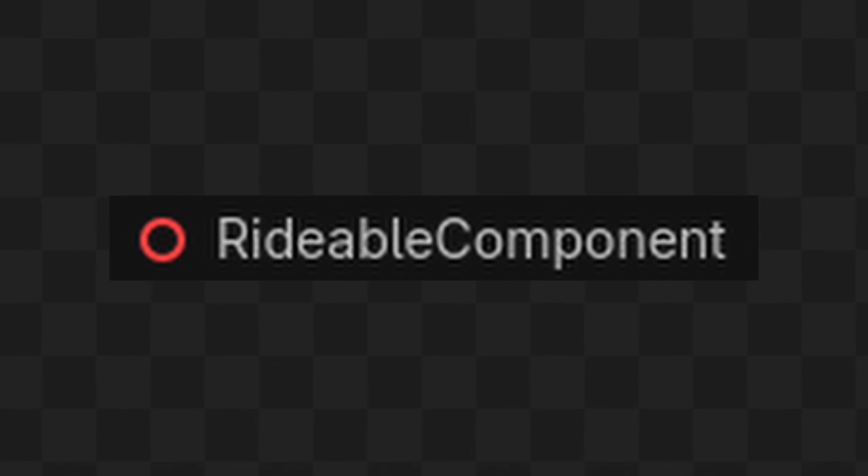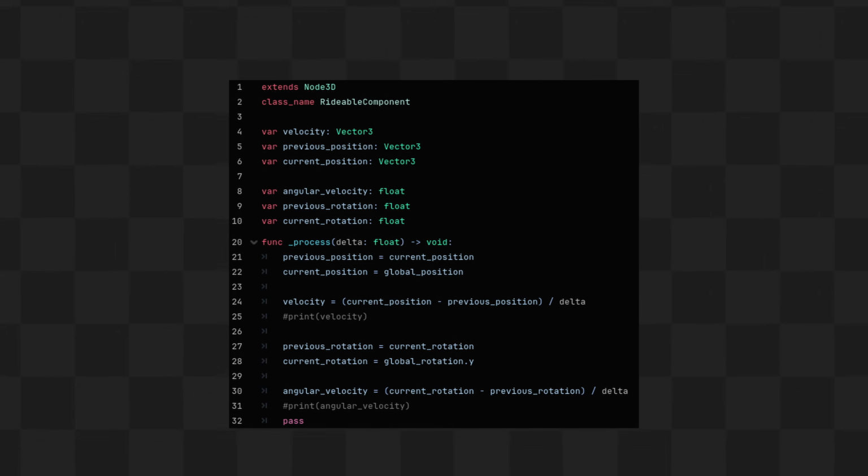Getting our player to move on these moving platforms all starts with the rideable component. This is a class that I made that basically just keeps track of its own change in position and change in rotation, which I call velocity and angular velocity.